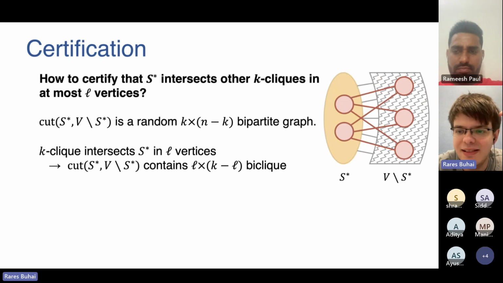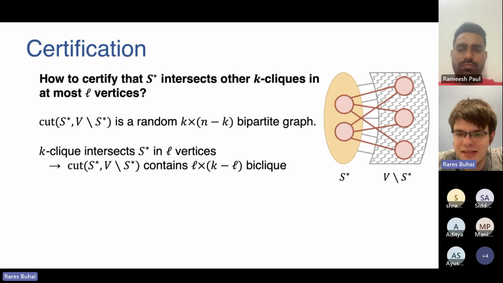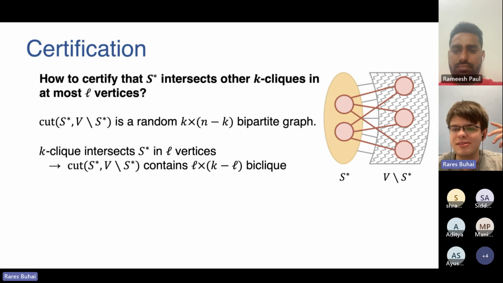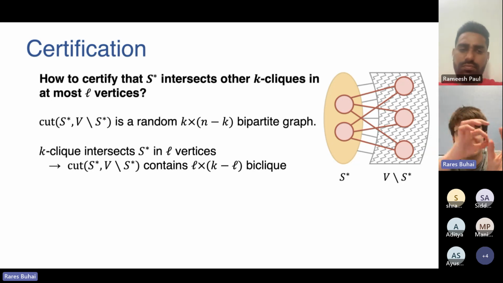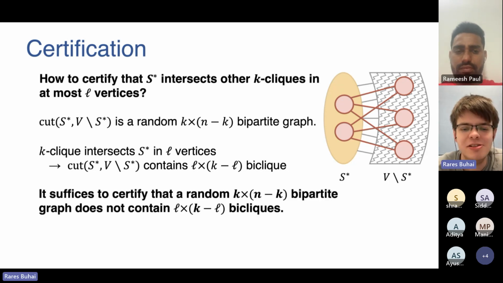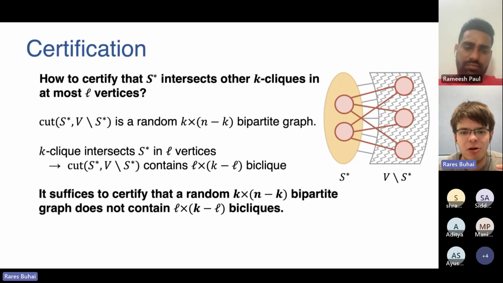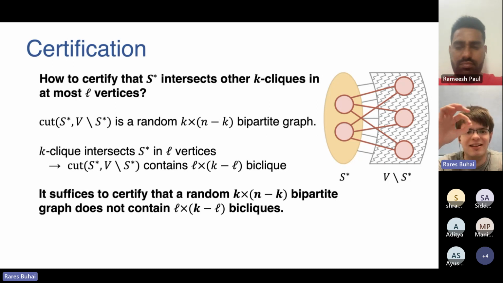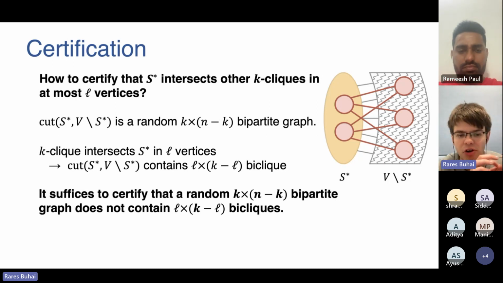So what do I mean by this? Let's say that this is a clique, where again I don't show the connections inside S star and V minus S star. It has two vertices in S star, and because it's a clique, all these connections must be present. So I call this structure a 2 by 3 biclique. If you have a k-clique that intersects S star in L vertices, this gives rise to an L by k minus L biclique. So it suffices to certify that a random k by n minus k bipartite graph does not contain any L by k minus L bicliques, because this automatically implies that you cannot have any k-clique that intersects S star in more than L vertices.